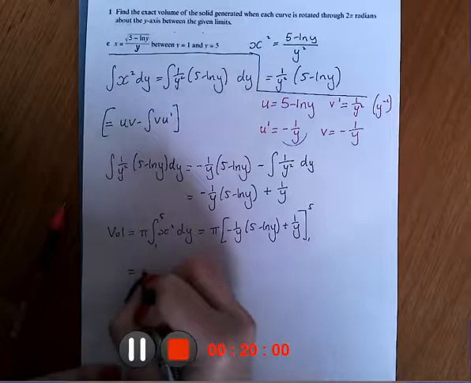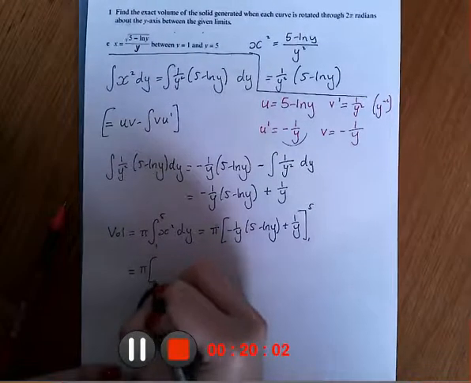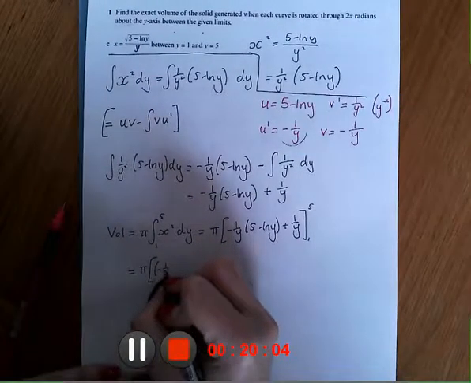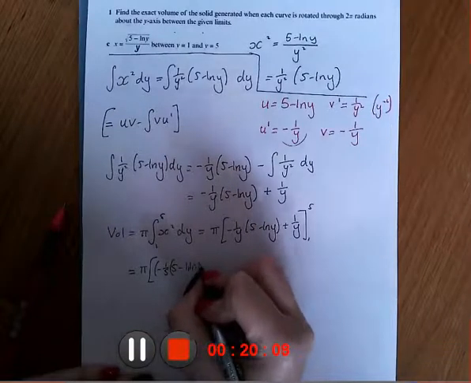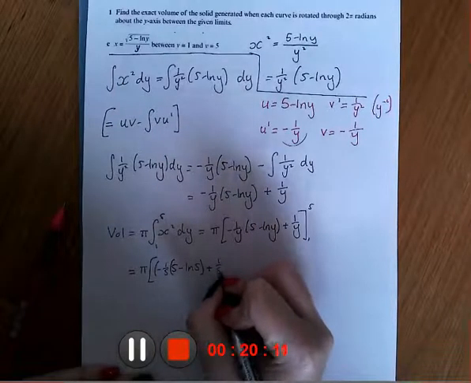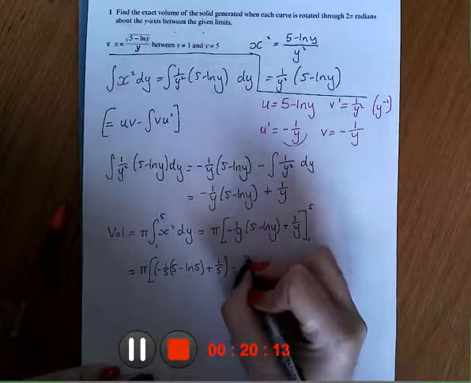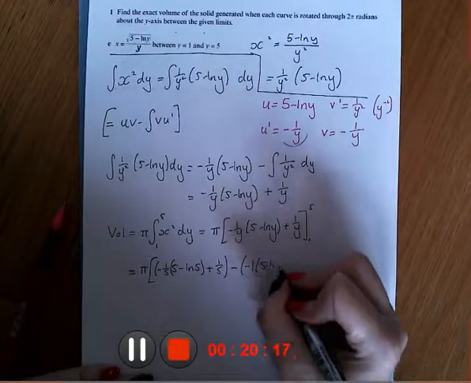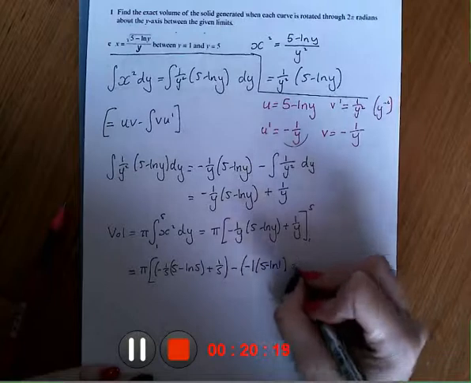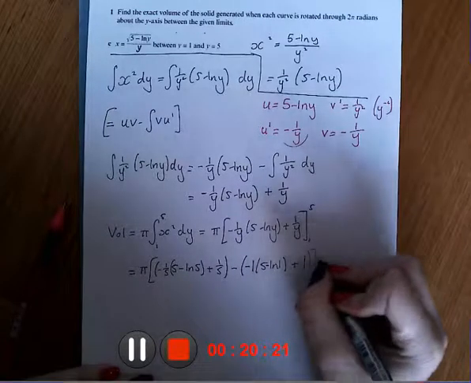So that's equal to pi lots of minus 1/5 times 5 minus ln 5 plus 1 over 5, take away minus 1 over 1, which just gives me 1 times 5 take away ln 1 plus 1 over 1, which is just 1.